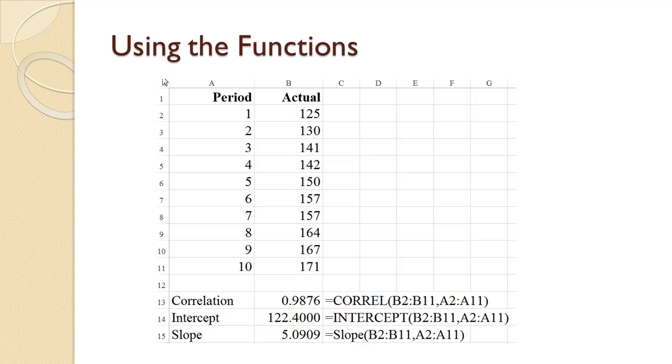The screen shows an Excel worksheet being used to find the correlation coefficient, intercept, and slope. Both results and the way the formulas are set up is shown. Pause the video and examine it in detail if you have any questions.